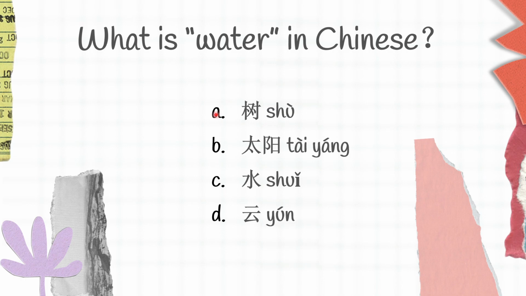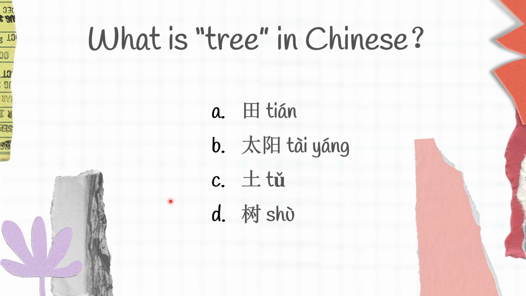So I will explain to you. 树 is tree, 太阳 is sun, 水 is water, and 云 is cloud. So water in Chinese is 水, 水. Moving on to the next question. What is tree in Chinese?